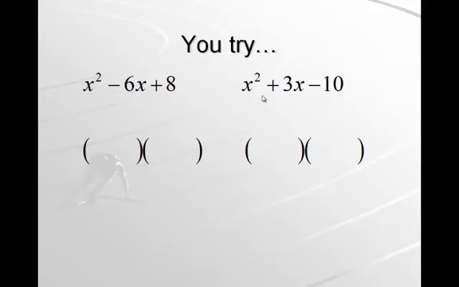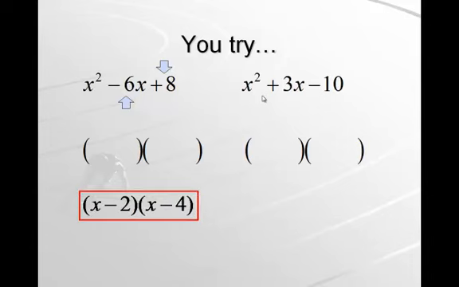Okay, focus in on your end number, which is an 8. What multiplies to make that number 8? 1 times 8 or 2 times 4? Our middle number here is a negative 6. So do we want to pick the 1 and the 8 or the 2 and the 4 to add up to negative 6? Well, 2 and 4 would work, but only if they're both negative. And that's what we want. X minus 2, x minus 4. Both negatives.